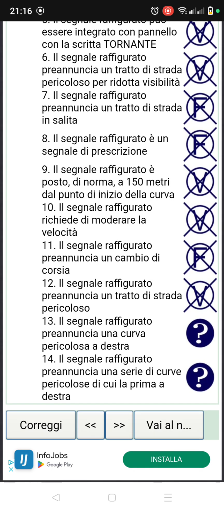Il segnale raffigurato pronuncia una curva pericolosa a destra. Yes, very, very true. So the number 13 is this sign figure is announcing una curva pericolosa a destra, a curve dangerous to the right, and it's true.